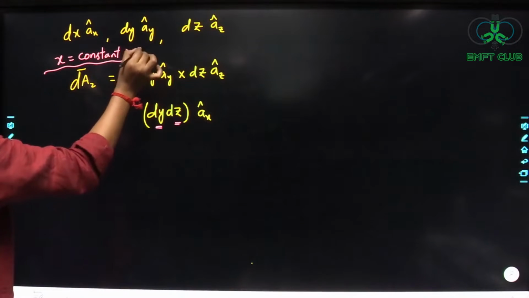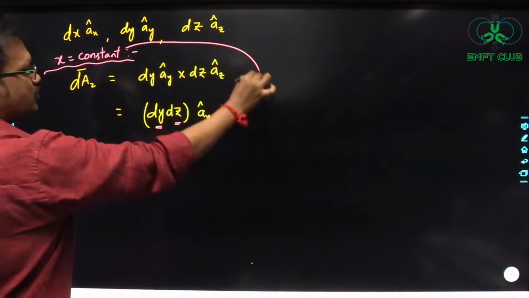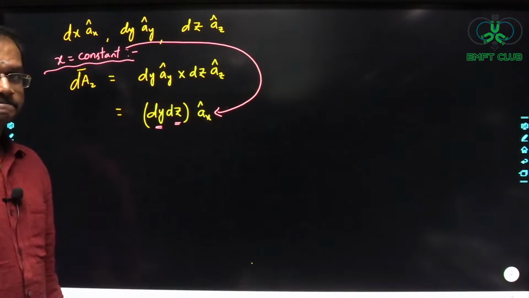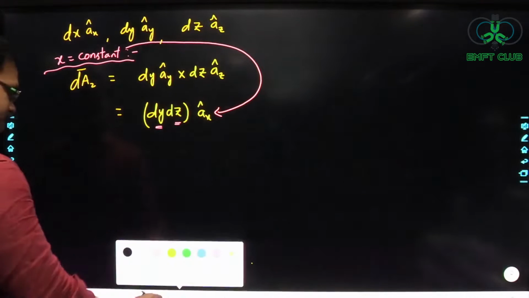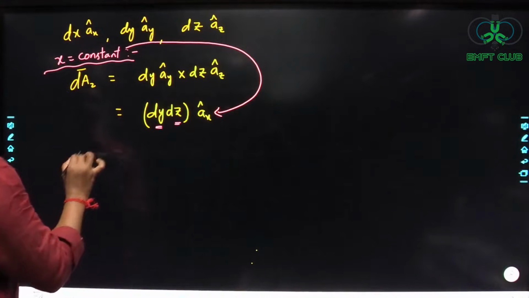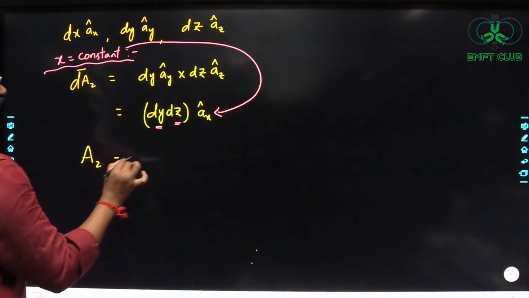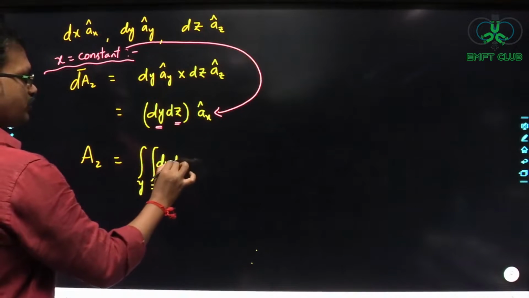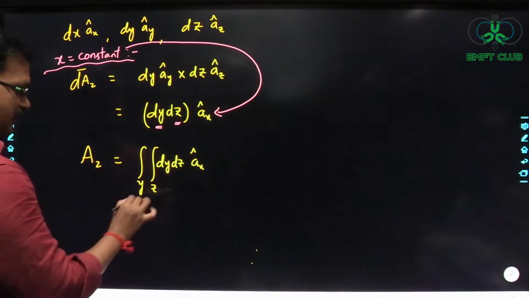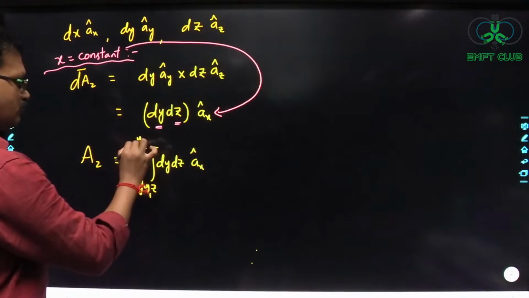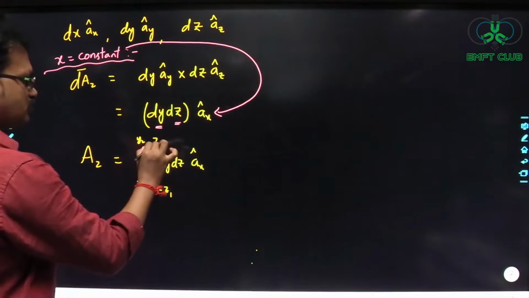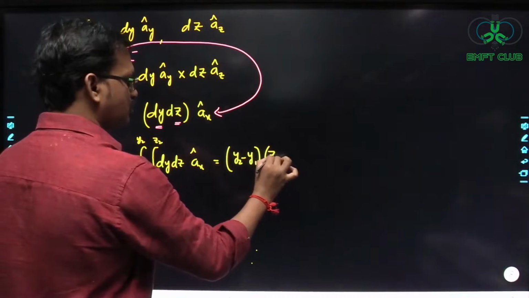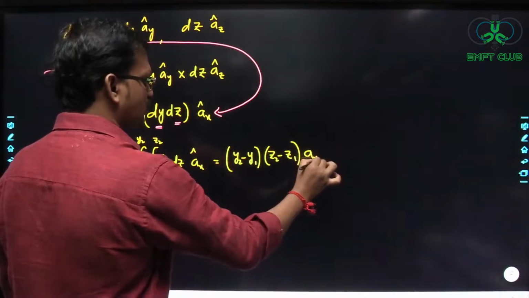Remember that for the x equal to constant plane, its direction is along the ax cap direction. Now, what is the total surface area here? If you want the total surface area, you have to integrate with respect to y and with respect to z. Let us say y varies from y1 to y2 and z varies from z1 to z2. If you do this, you get (y2 minus y1) into (z2 minus z1) into ax cap.